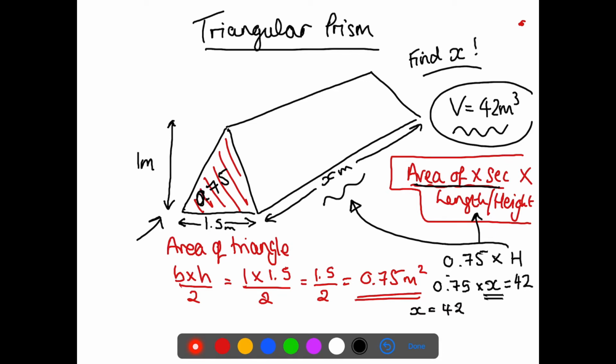So we can work backwards, so we can just divide 42 by 0.75. So x equals 42 divided by 0.75. And if you put that in your calculator, 42 divided by 0.75, you end up with x equals 56 metres in length. So you've worked backwards to get that answer. Okay, so I hope that made sense.